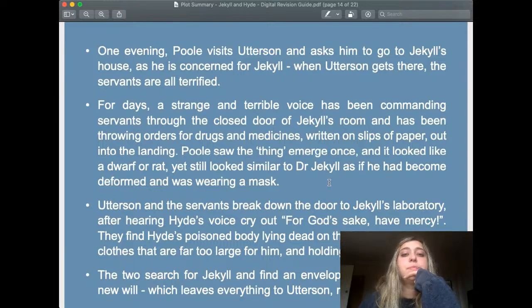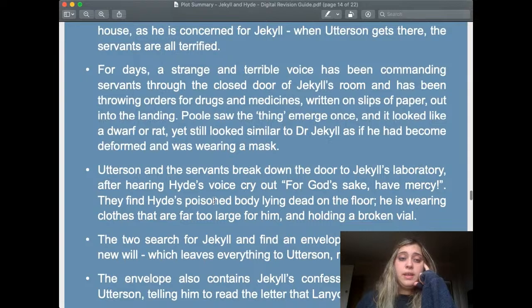So yeah, we've got this weird kind of situation where Jekyll is locked away, and suddenly Jekyll doesn't sound like Jekyll anymore. He sounds unusual and strange, and so Poole is so frightened and confused by this that he just goes to get Utterson to try and help. They break down the door eventually, so they start kind of arguing with the thing behind the door. It's throwing out orders for drugs, medicines, prescriptions, bits of paper. So he's just kind of throwing things onto the landing and making Poole go and get those things.